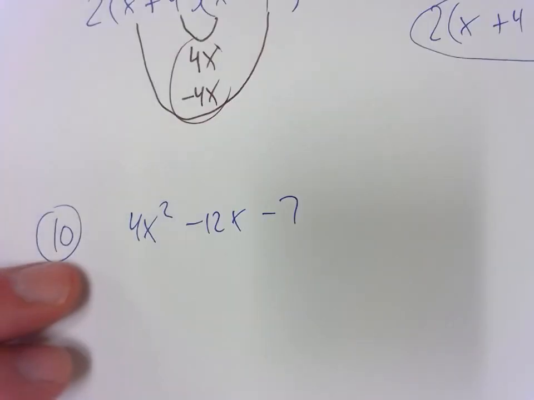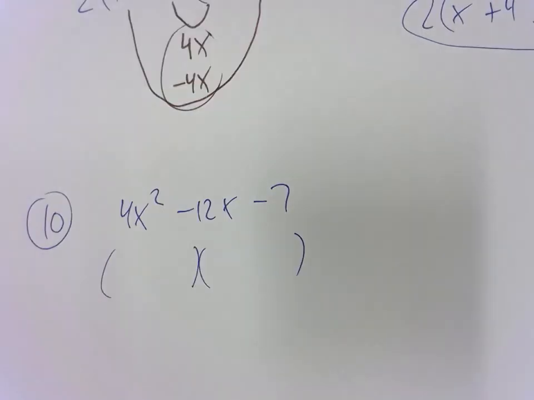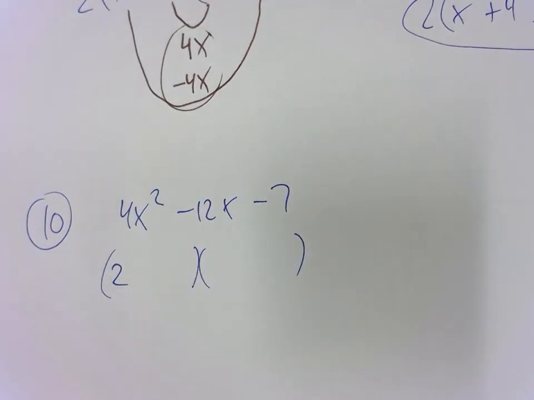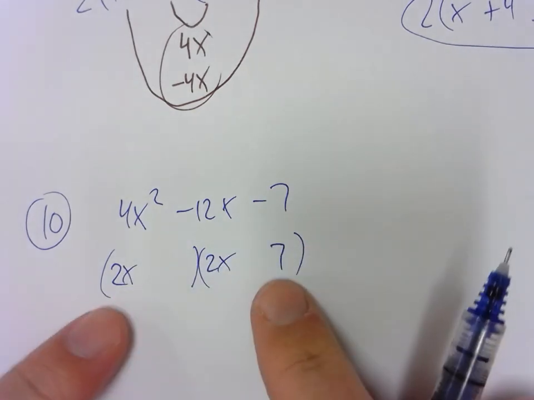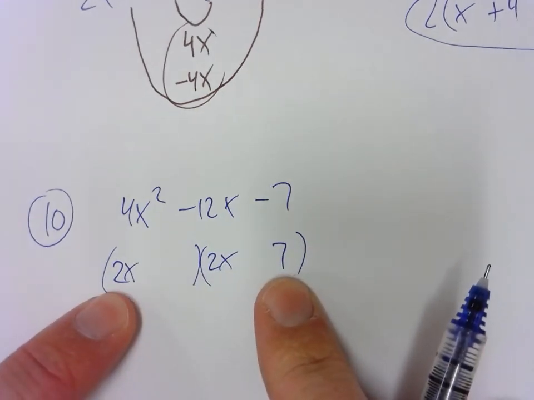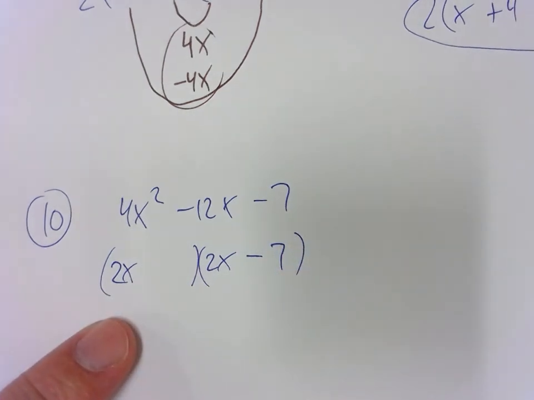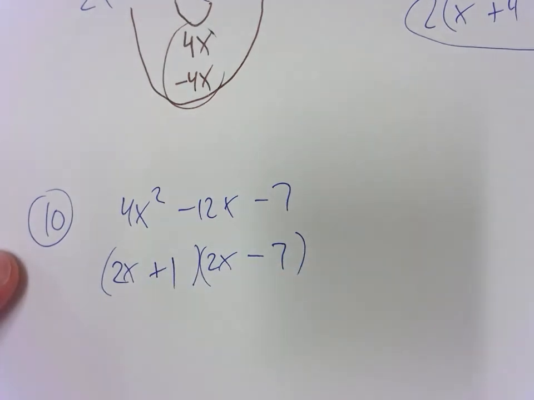This is a good example of it, because here, your 4 and 1 would be a dead end. So try it with 2x and 2x. Oops, and here we go. The 7 here would make 14, and the 14 needs to be negative, and the 1 needs to be positive. All right, so do you see it?